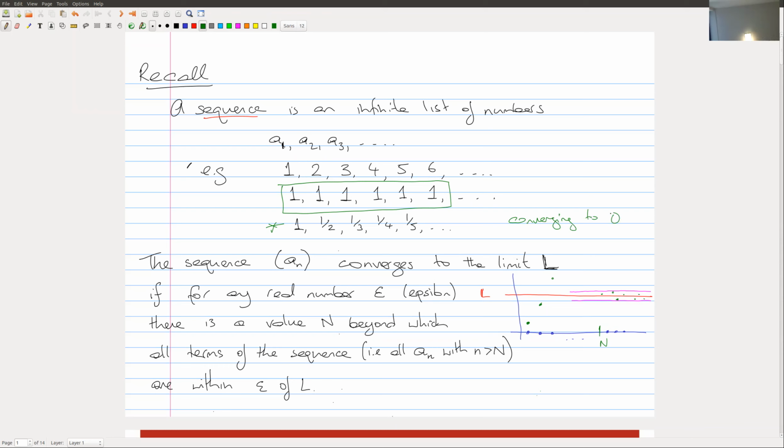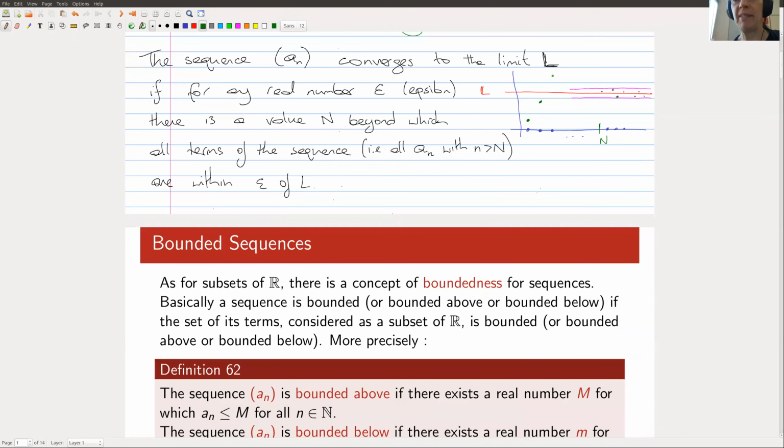Because certainly we can probably agree that if you look at 1/5, 1/6, 1/7, 1/8, 1/9, 1/1,000,000, those things are getting close to 0. And no matter how narrow a band you draw around 0, a sleeve around 0, like this pink sleeve around L in the picture, by choosing the denominator here big enough, you can reach a point beyond which all terms of that sequence are within that tolerance of 0. Okay, so that's the concept of convergence for a sequence.